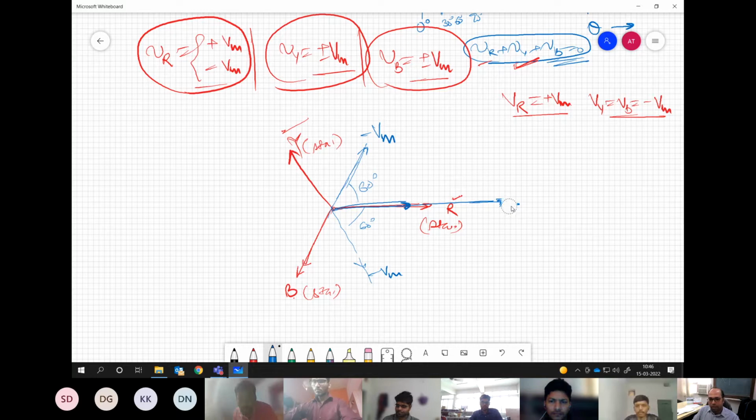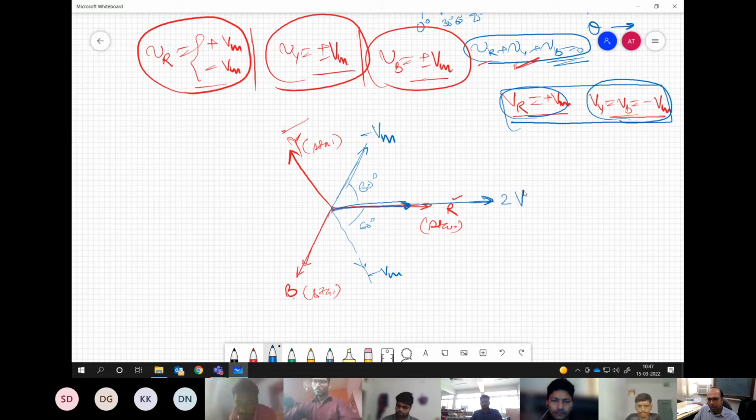So in the condition when you have these values for your system, this is not a continuous number. This is not a sinusoidal quantity. We are having only discrete values, two values only, plus Vm and minus Vm for R, for Y, for B. In this particular case, R is plus Vm, Y and B are minus Vm. So we are getting a resultant vector along the R axis and the magnitude is 2Vm.